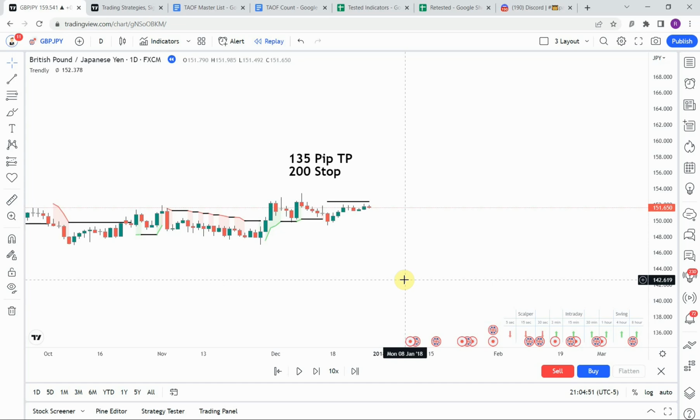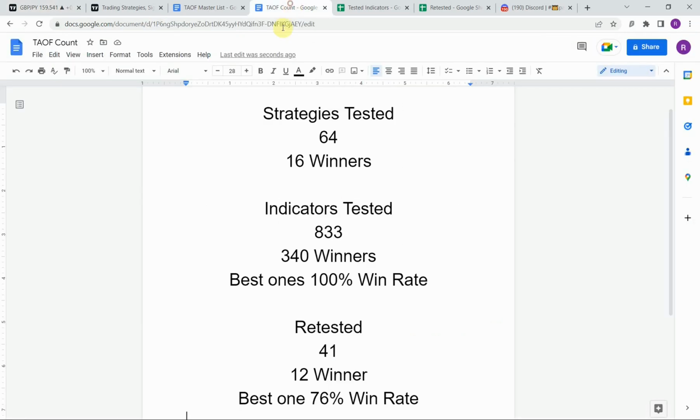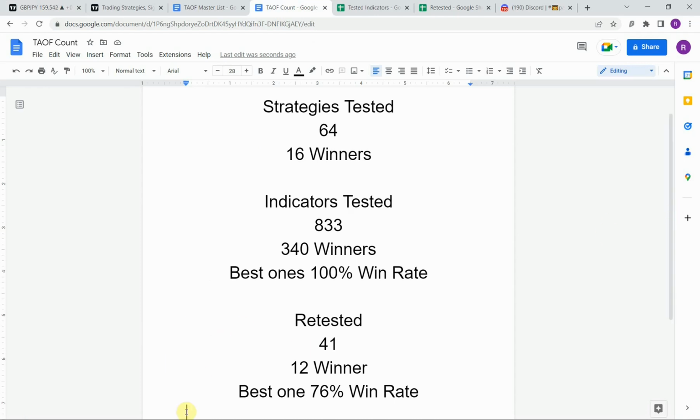Alright, as I said, today we will be testing the Trendly indicator. Before we do though, I wanted to put the testing scoreboard up for everyone to see. So to date, we have tested a total of 64 different strategies, with 16 of them being profitable. We've also tested a total of 833 indicators, with 340 of them being winners. The best ones so far were able to achieve a 100% win rate. Now you need to go back and watch those videos to understand the context of how they were able to achieve that. So go back and watch those videos and see what you can get out of those winning indicators.